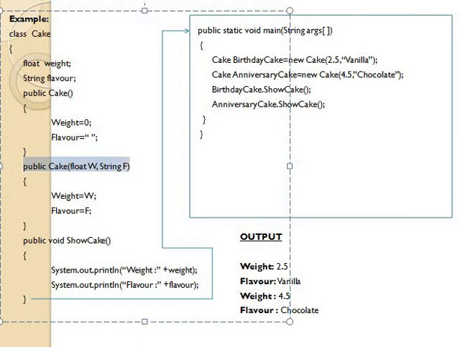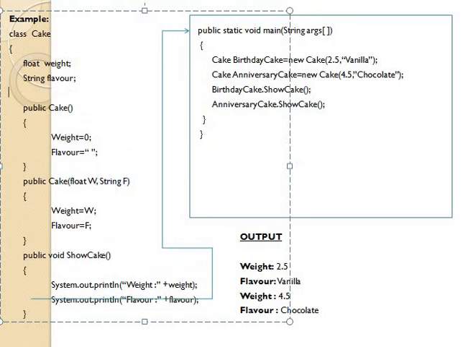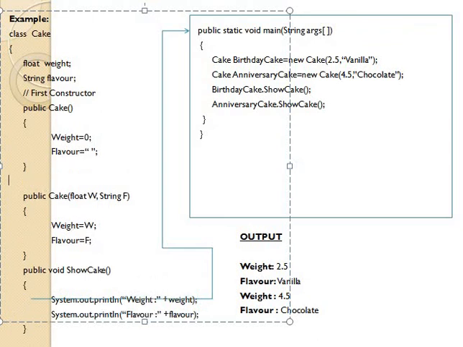So let me mark the first method as a constructor, giving a comment that this is a constructor. Let's denote this constructor as the first constructor. So this is the first constructor of this class called cake. And again, let me identify the second constructor with a comment line, that is with the text second constructor.